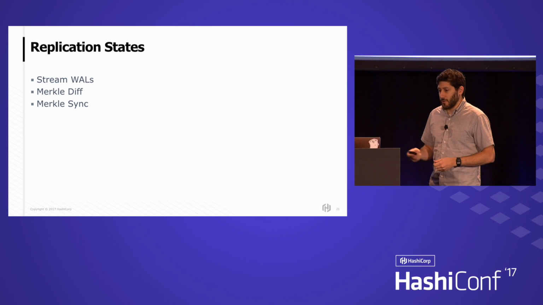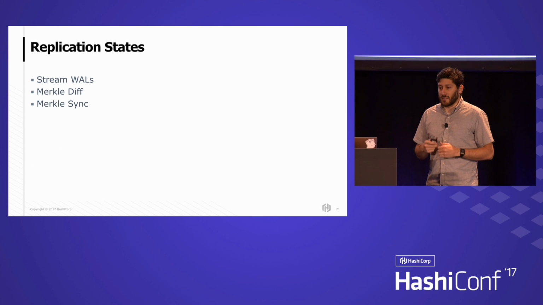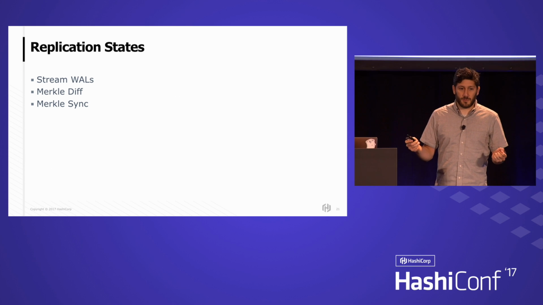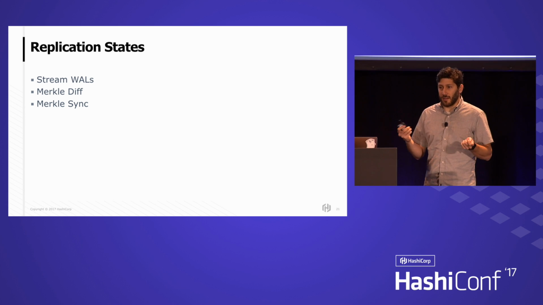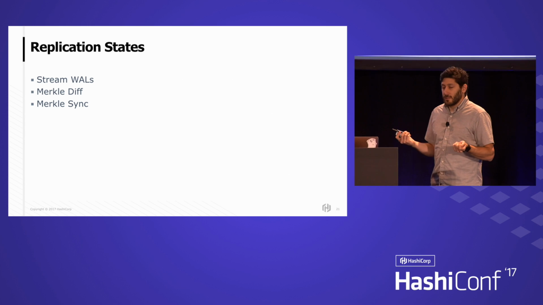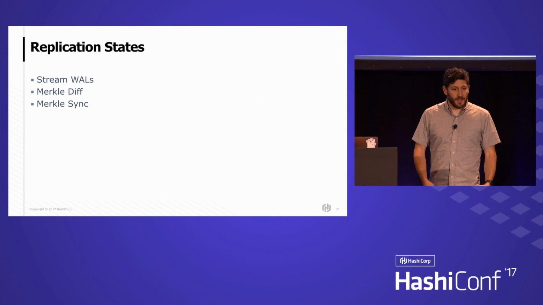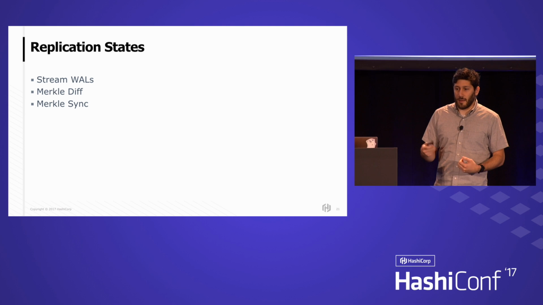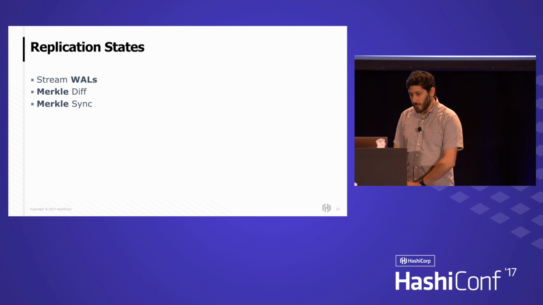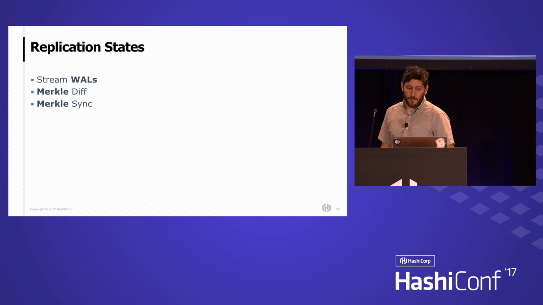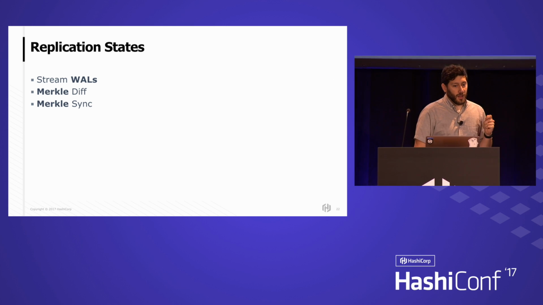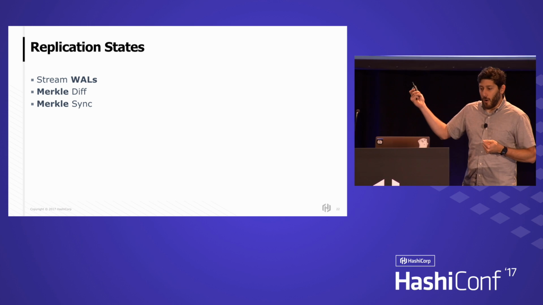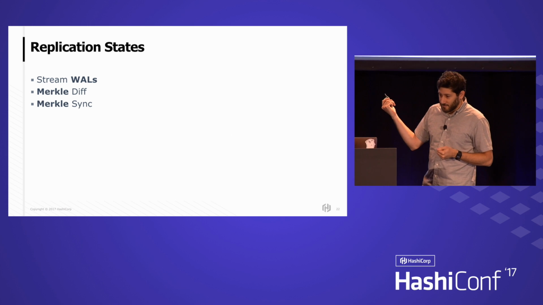And I want to run through them really quickly, and I think it's important to know what's happening in each of these modes because it says something about the state of your secondary cluster. And so if you're running a replicated cluster and you inspect the state of your secondary, it'll be in one of these modes, and that means something different. And so before we jump into each specific mode, I want to first really quickly cover what are these things? What is a WAL and what is a Merkle?